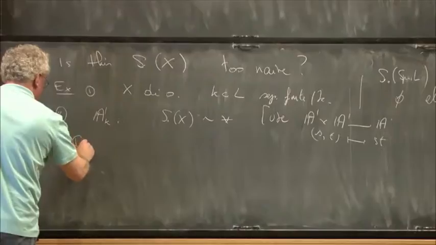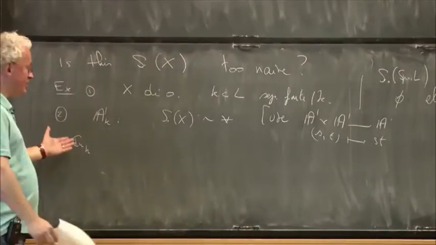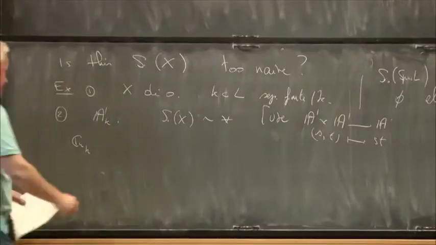If you take Gm, so you remove one point, Gm is A1-rigid. You cannot map A1 to Gm in any way other than as a constant. So again, the simplicial set is constant.